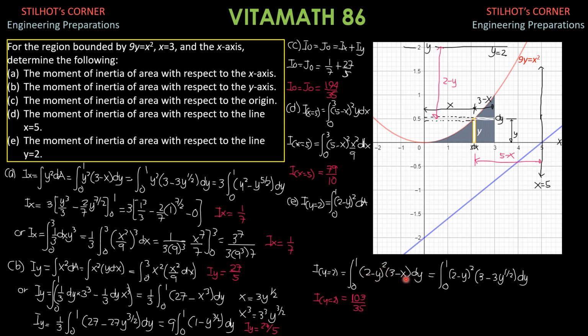Again, we replace x by 3y to the 1 half. Then use your calculator instead of expanding. If you want to expand, then it's better to verify that this is the answer. So using your calculator, it is 103 over 35. So that's it for this video.